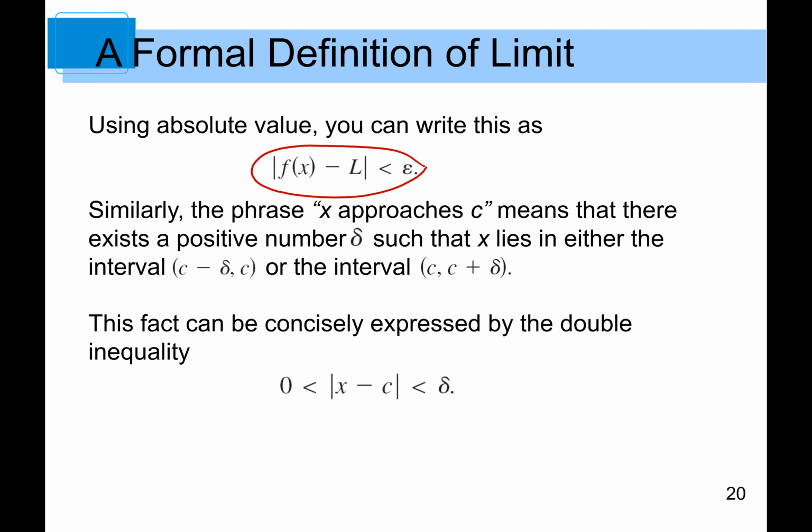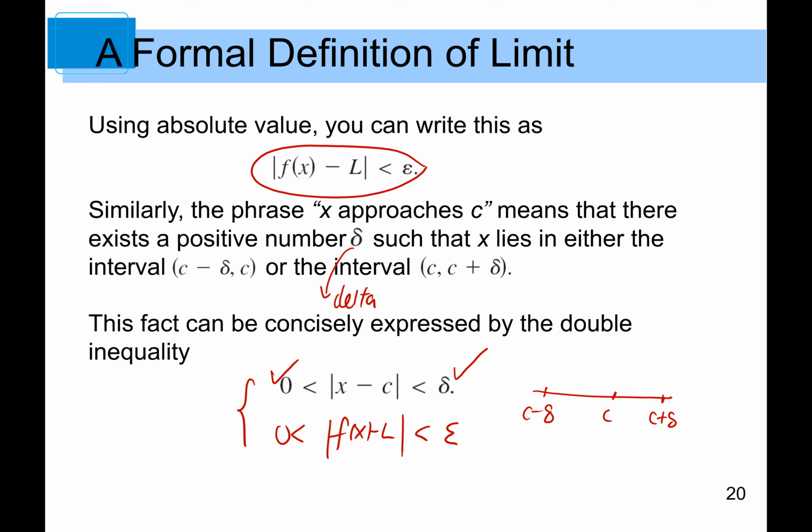The phrase x approaches c means that there exists a positive number delta such that x lies in either the interval c minus delta comma c or in the interval c comma c plus delta. And that could be concisely expressed by the double inequality, meaning absolute value of x minus c is greater than 0, less than delta. Then the absolute value of f of x minus L is going to be less than epsilon. It goes hand in hand. Meaning x approaches c, this is c, that's c minus delta, c plus delta. That's for the x value.